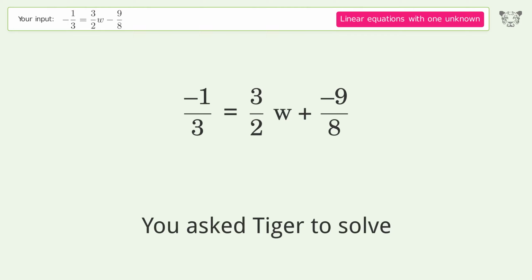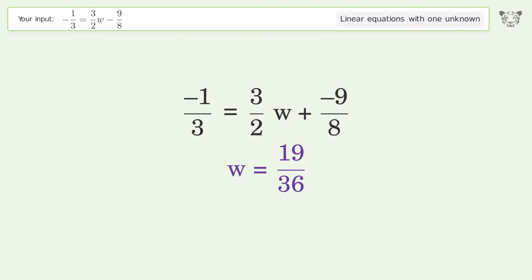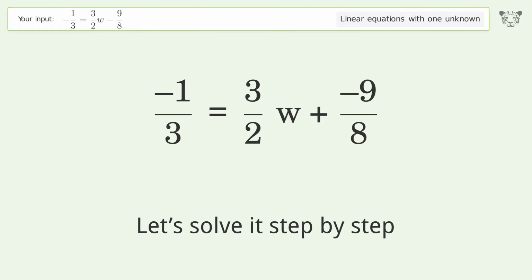You ask Tiger to solve. This deals with linear equations with one unknown. The final result is w equals 19 over 36. Let's solve it step by step.